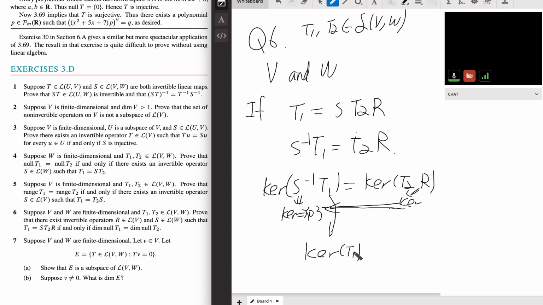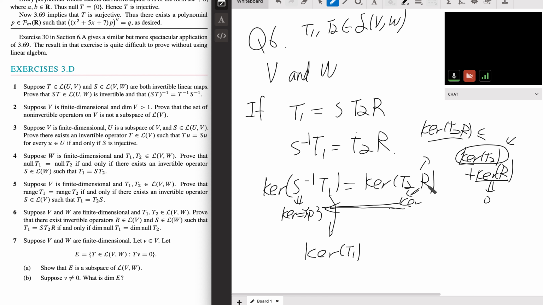I don't think that's true with T2R and T2, because R can shift the inputs around. The kernel is not equal. But think about something like this: I think there was an inequality like this somewhere previously in the chapter. And notice the kernel of R has dimension 0. So then that just means the dimension of the kernel of T2R is less than or equal to the dimension of the kernel of T2.